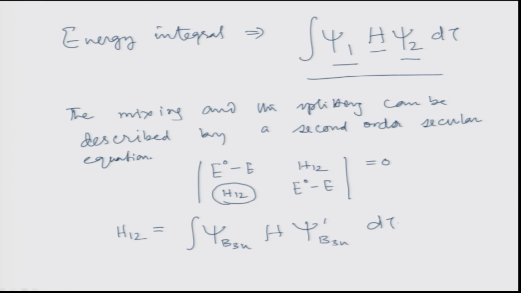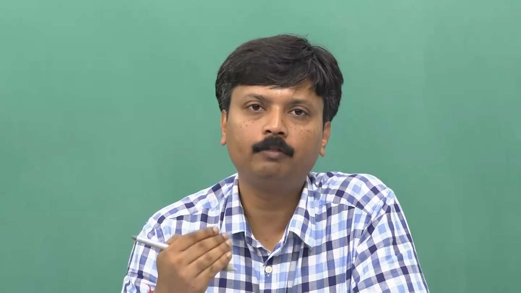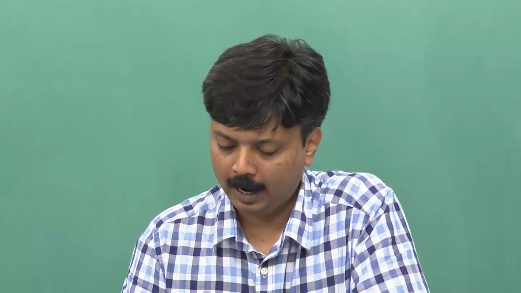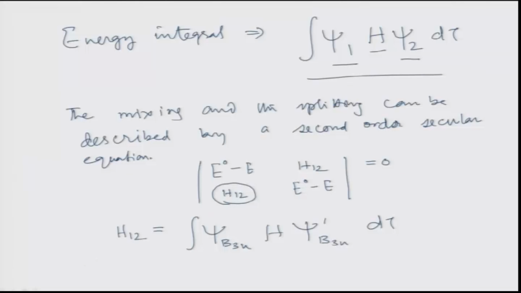Integration over d tau. So, in such a case, what we have is two different states with two different energies. And what are their energies? So, the energy levels are E0 plus H12, and you have E0 minus H12, right, that we have to have.